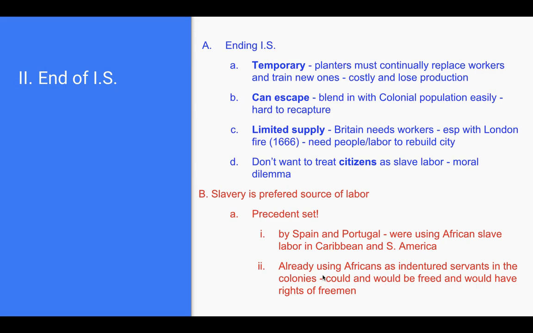And 2, Africans were already in the colonies as indentured servants, so that precedent was set. So a transition to full-on enslaved labor could be more fluid or might be easier to do for the people that were in power in the colonies. So think back to your prediction. Were you able to make a good prediction as to why indentured servitude didn't work and the transition, or the preference of enslaved labor, might have been preferred?